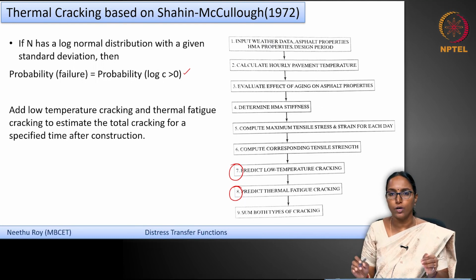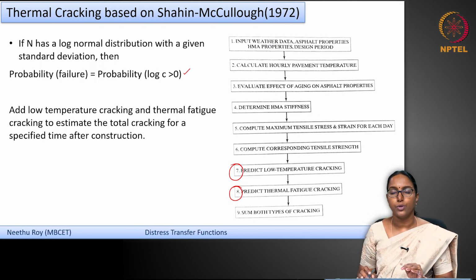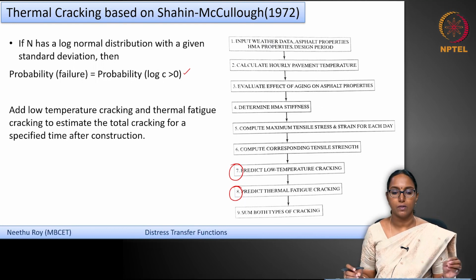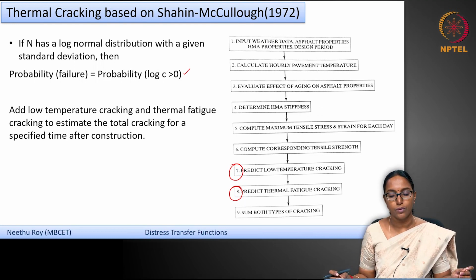So this is the overall approach in which you consider thermal cracking, which includes both the low temperature cracking and the thermal fatigue cracking, and how this is used in the design procedure. This is what we have discussed now.